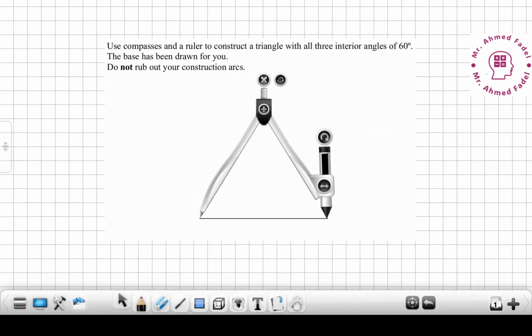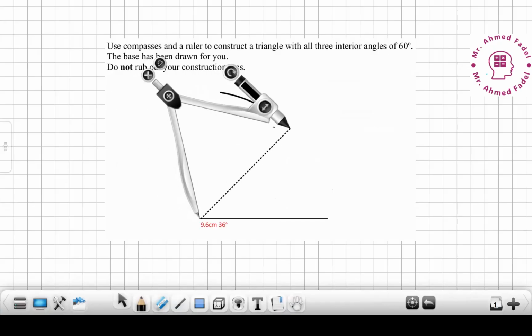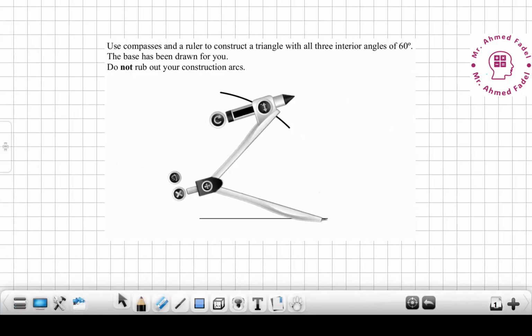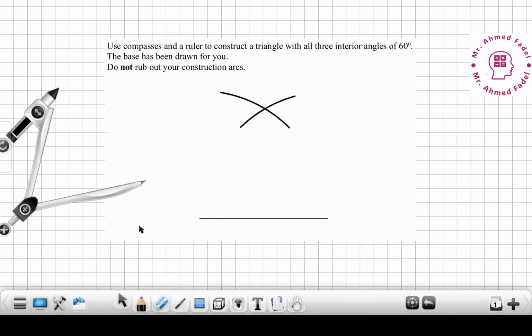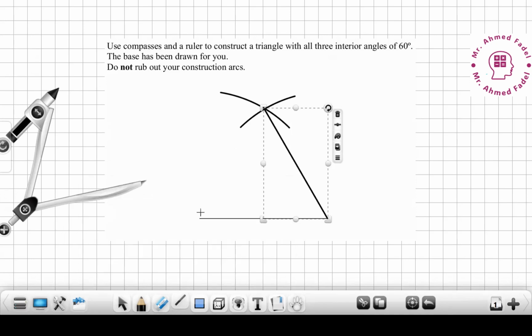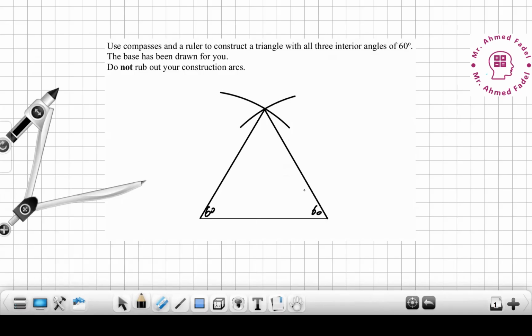For an equilateral triangle, you must open the compasses the same length exactly as the side length. Then you draw an arc at the top. You come over here and you draw an arc on the left side. Then you connect over here. Now we connect over here. This way, you constructed an equilateral triangle, and an equilateral triangle has 60, 60, 60 degrees. You don't actually need to write the 60 degrees each, but they need to see the constructions and do not rub out your arcs.